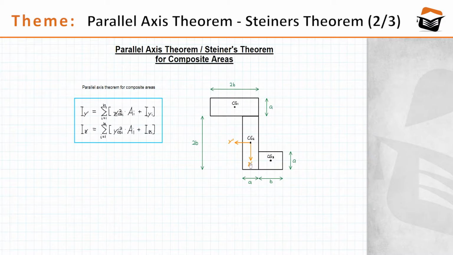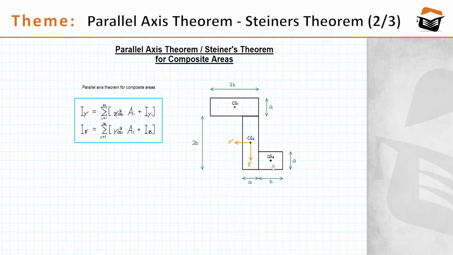And to calculate the area moment of inertia of an area like this with respect to a given reference axis, you need to use this set of formulas. Basically, to calculate the area moment of inertia with respect to the y' axis, you would have to add the area moments of inertia of all three individual partial rectangles together.